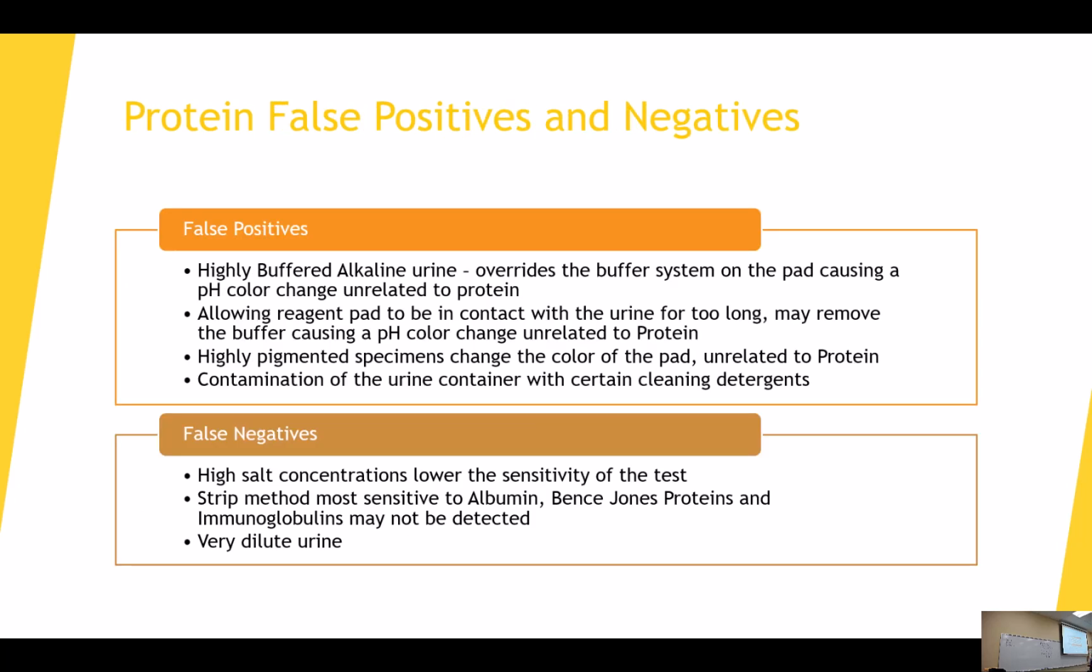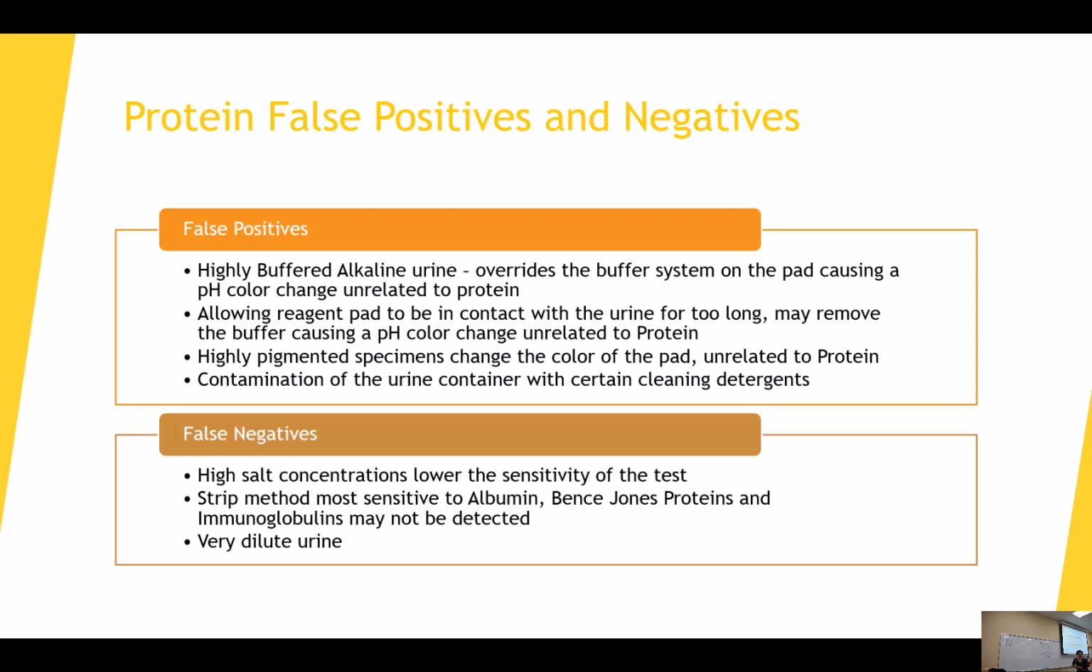Protein false negatives and positives. So false positives: any sort of highly buffered alkaline urine is going to override that buffering system, and it's going to cause a pH change that's unrelated to the actual protein. It's just going to show that there was a pH issue. When you allow the reagent pad to be in contact with the urine for too long, it can remove that buffer. So we don't want to leave it and just soak it in that urine. Highly pigmented specimens: any of our urine pads that start out as a light color, those buff colors and off-white colors, anytime you have a highly pigmented urine, it's going to change the color of the pad, and that's going to be unrelated to protein. It's just staining the pad.